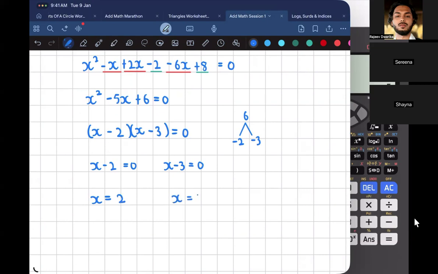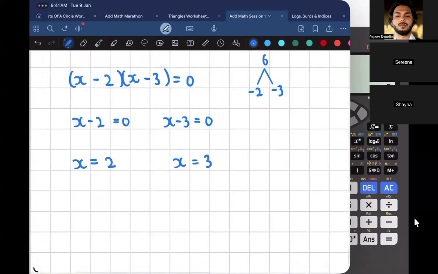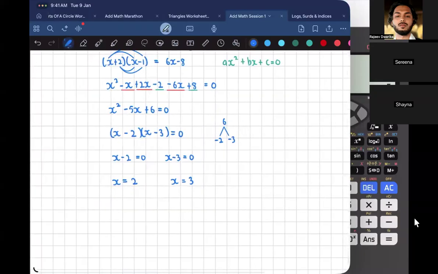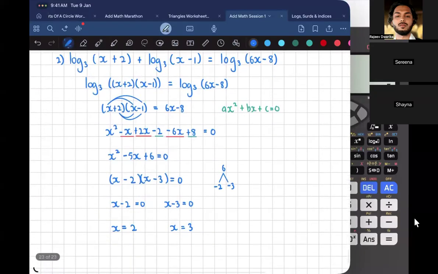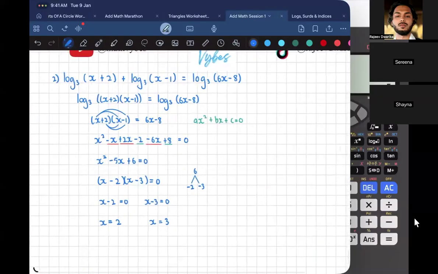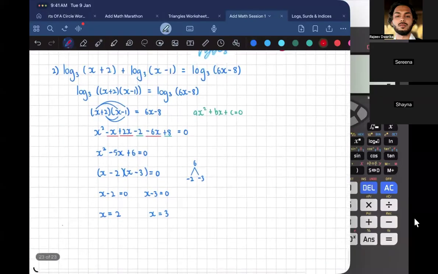Now, just by looking at it, these two solutions look valid, but we have to put them back into the equation to see if they're really valid, right? Just by looking at it, it does look valid. Let's see. When x is equal to 2, let's see what's going to happen.